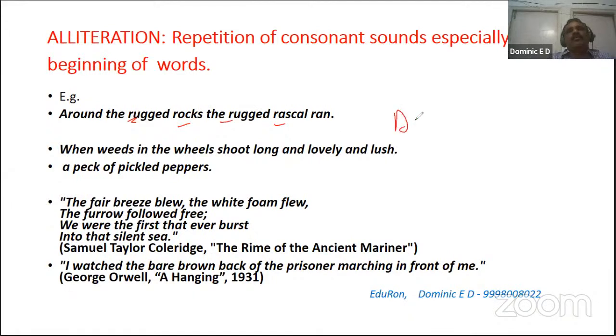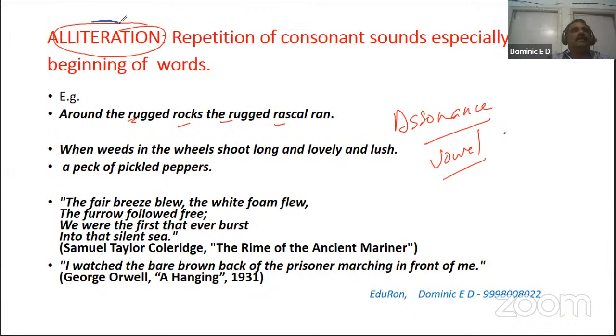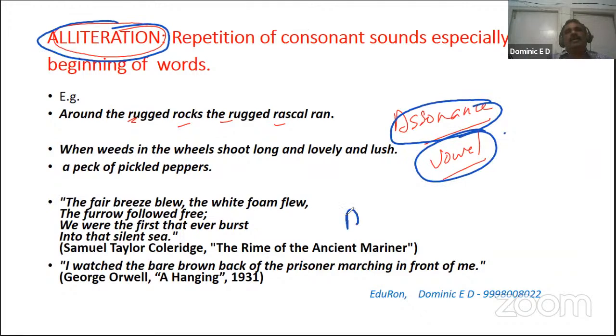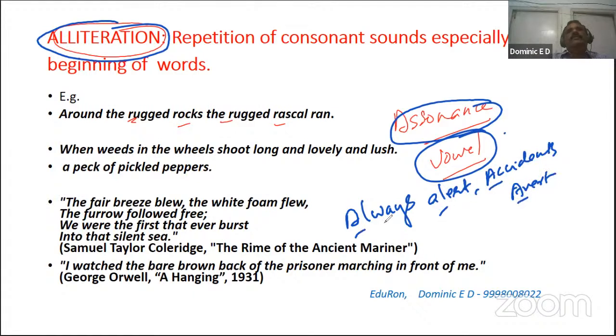In the same manner, you have also got assonance, where a vowel sound is repeated. In alliteration, we have a consonant sound getting repeated, whereas in assonance, a vowel sound is repeated. For example, always, alert, accidents, avert. The A sound is repeated over here. Then that is assonance.